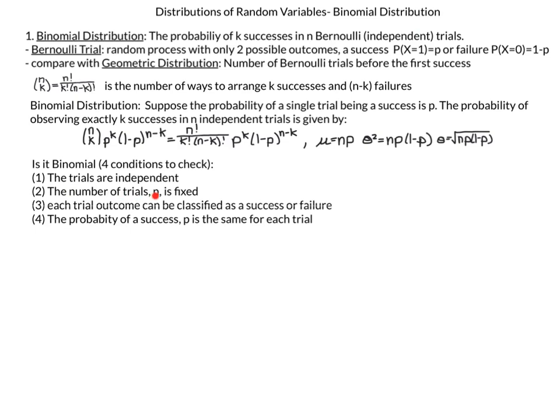The number of trials n is fixed, and each trial outcome can be classified as a success or failure because it's a Bernoulli trial. And the probability of success p is the same for each Bernoulli trial.